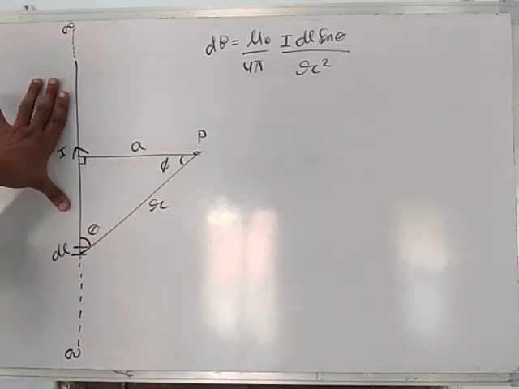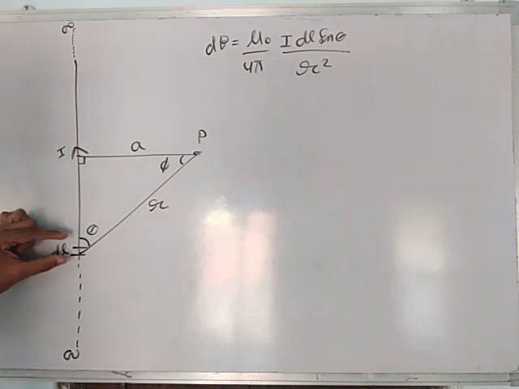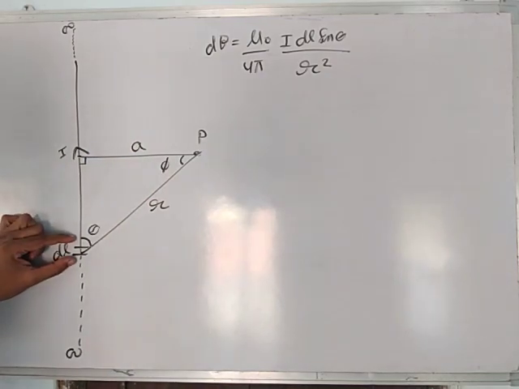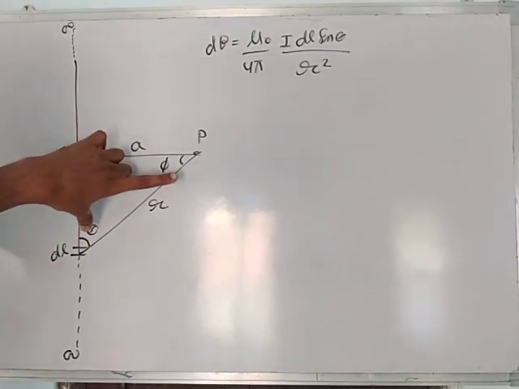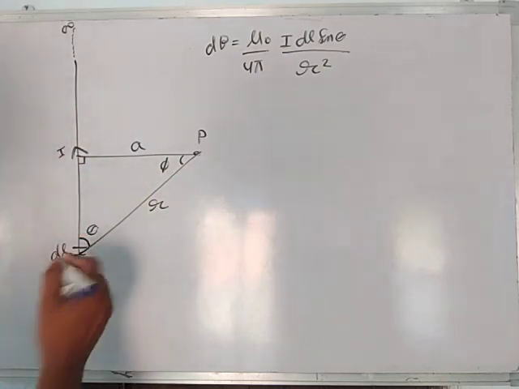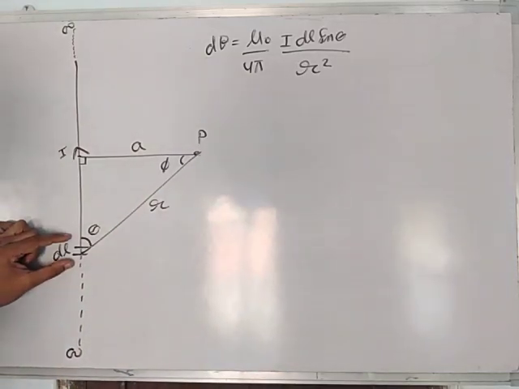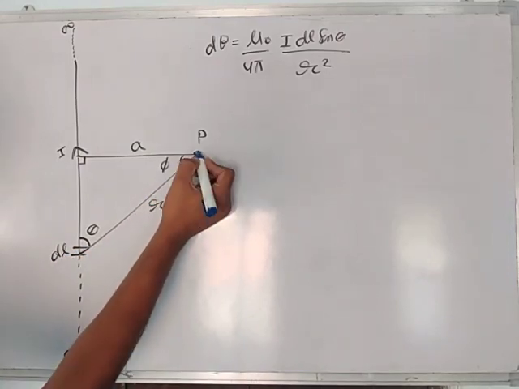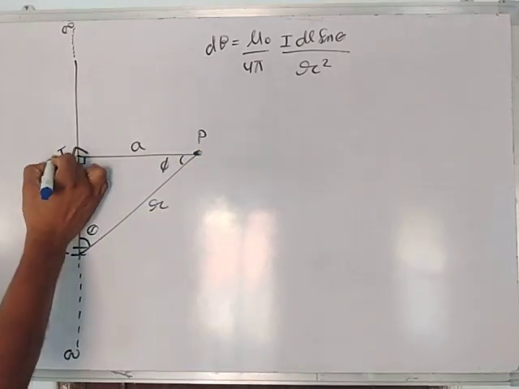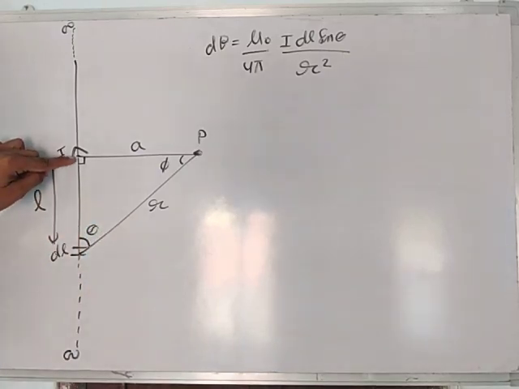Given values are I and this distance A. The distance dl is considered by us, distance r is considered by us. Then in our final result, these two things should not be included. Then we have considered a small element dl which is at distance r from point P, and take that the distance from this point to dl is L.